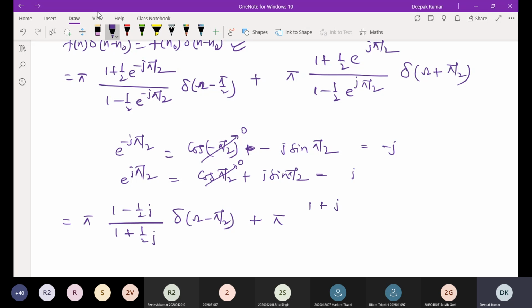plus another term pi, 1 plus j half over 1 minus j half, delta omega plus pi by 2. Now try to simplify further.